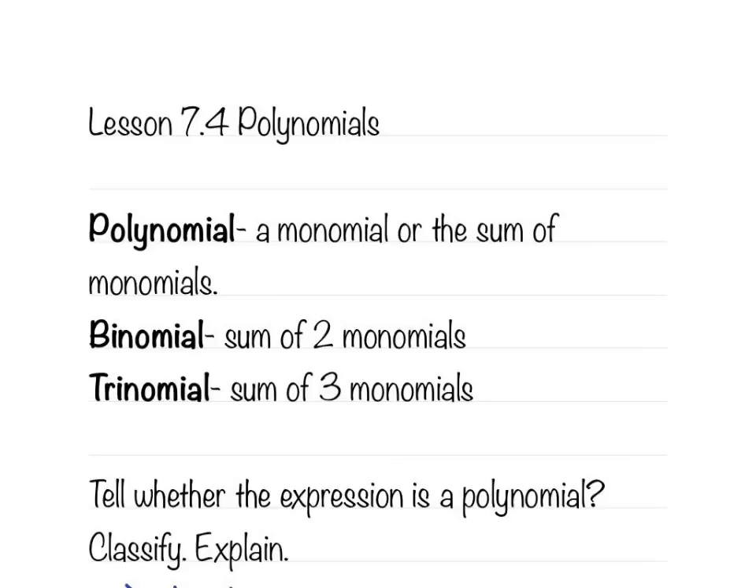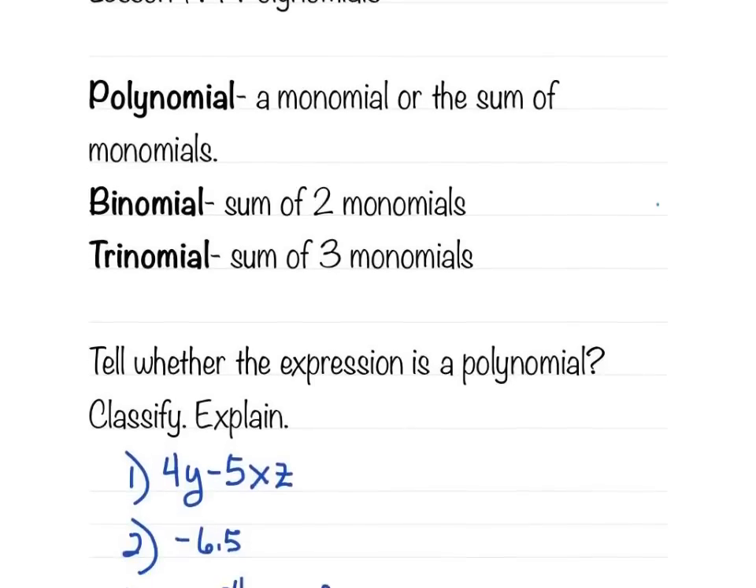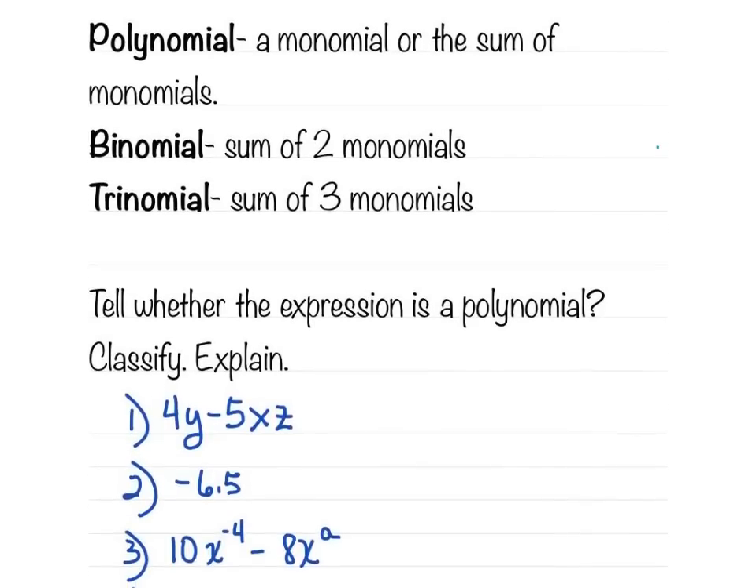The first thing we need to do is be able to identify whether an expression is a polynomial, and we will need to classify it. Let's start with number 1, 4y minus 5xz. So the question is, is this a polynomial? And the answer is yes, it is. Classify it. Well, it has two terms, 4y and 5xz. Therefore, this is a binomial.